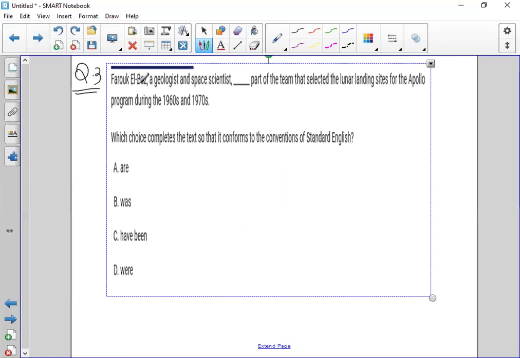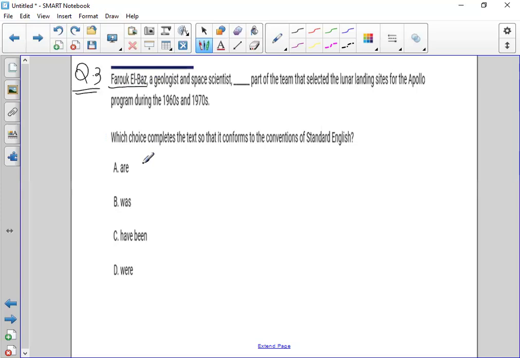Now, third one, Farooq El-Baz, comma, a geologist and space scientist, comma, blank, part of the team that selected the lunar landing sites for the Apollo program during the 1960s and 1970s. So here we need to look at the subject, Farooq El-Baz. After that, there is a comma, a geologist and space scientist, comma. This is describing who Farooq El-Baz was. This is the extra information that is given. This is not the subject. The subject is Farooq El-Baz, and he's only one person.